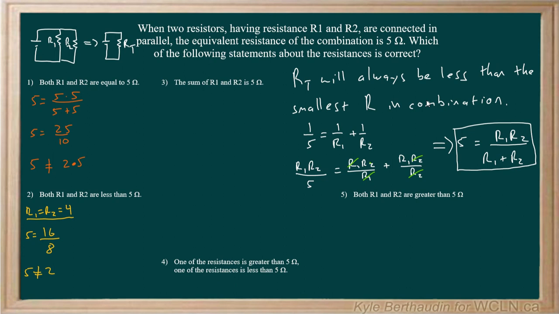And if we try another example, say a smaller number, let's say R1 equals R2 equals 3. So we're making it even less than 5.